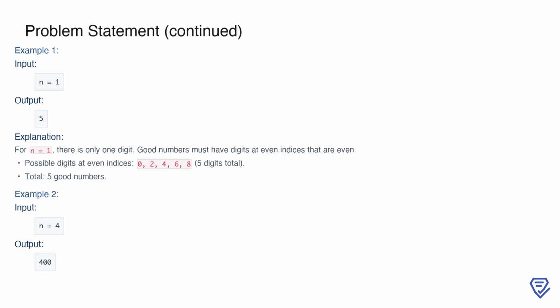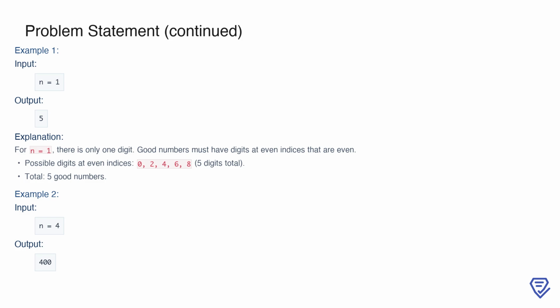Let's look at an example to understand the problem better. If n is 1, the number will have only one digit, and since this digit is at an even index, it must be an even number to qualify as a good number. The possible even digits are 0, 2, 4, 6, and 8, giving us a total of 5 good numbers. The output in this case is therefore 5.